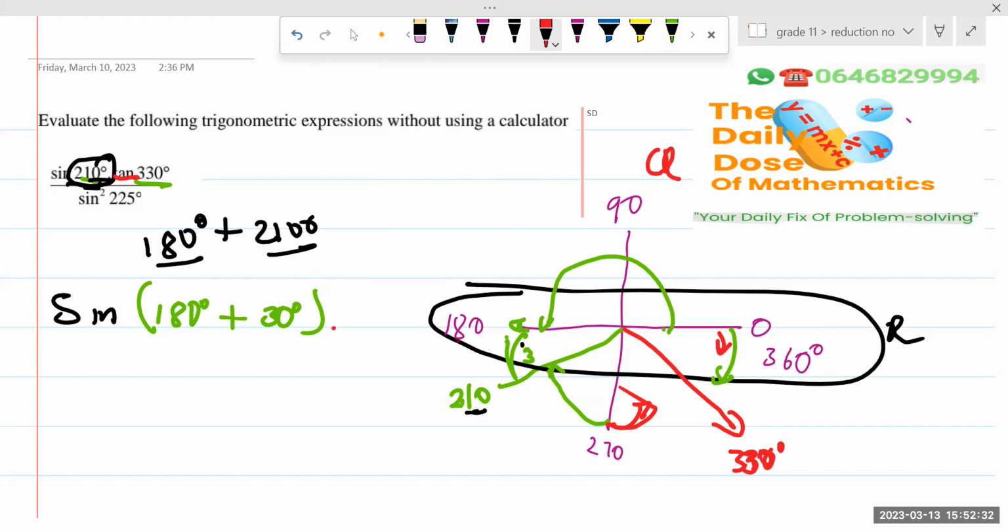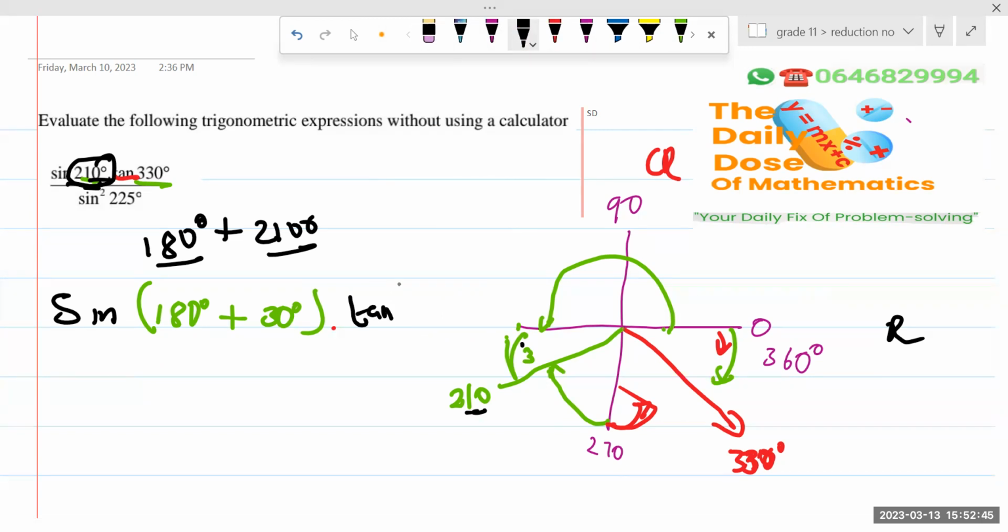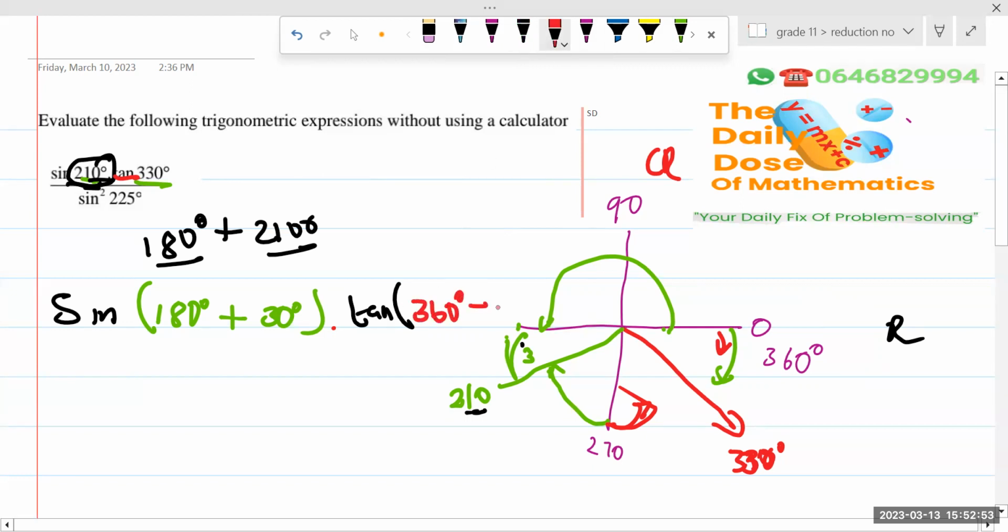We're going to multiply this. Let's write our 10. We're going to write 10 as what? So we should write our 10 as what? So what are we going to say? So we say we have 360 degrees minus 30 degrees.